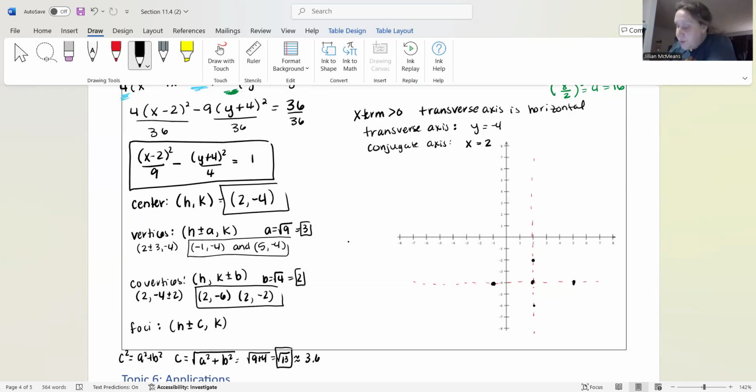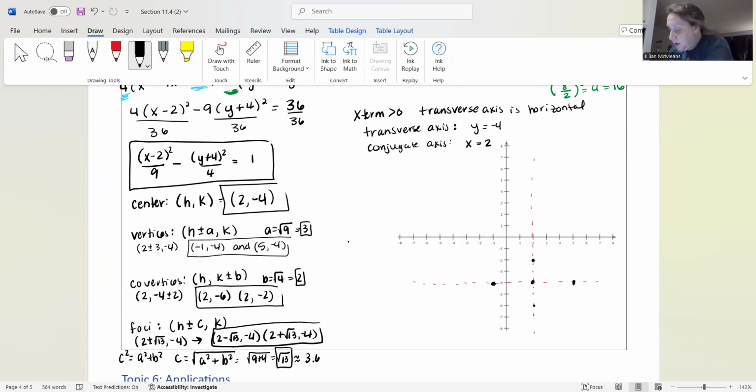Okay, so the foci, we know that C is now square root of 13. It's going to be H, which is 2 plus or minus the square root of 13, comma, K, which is negative 4. So that's going to give us 2 minus the square root of 13, comma, negative 4, and then 2 plus the square root of 13, comma, negative 4. That's officially what I would type into my Pearson homework, okay? But when we go to plot it, we'll tweak those just a smidge. We'll use the 3.6 in just a bit, okay?